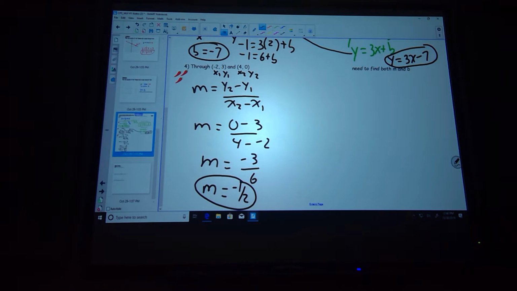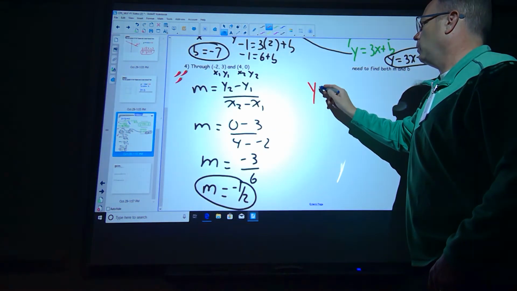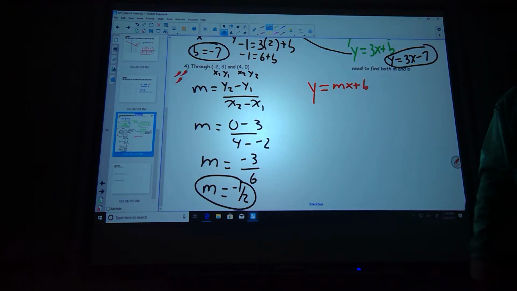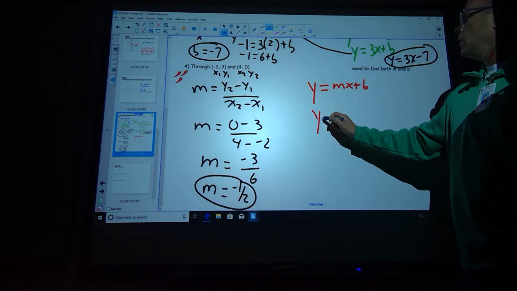Now, how did I find the b value if I didn't know it? Where do I plug it in? What do I plug in? I'm going to plug into y equals mx plus b. What did I just find down there? M or b? M. Well, it says m equals, so good choice.